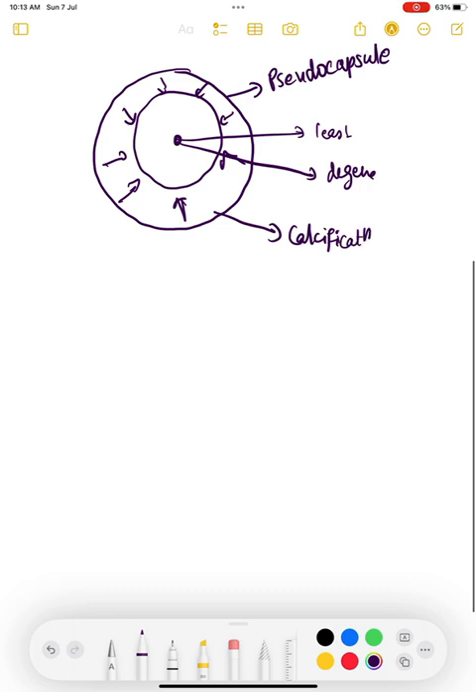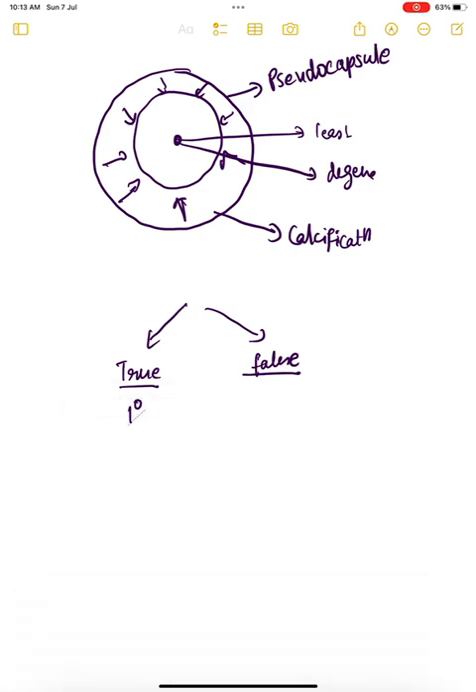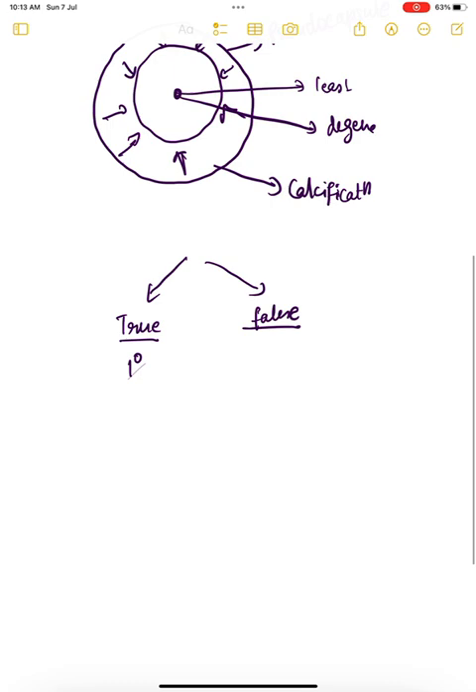Now, coming to the fibroid, there are two types of broad ligament fibroid. One is true fibroid, another is false fibroid. True fibroid means it's a primary fibroid, which actually arises from the broad ligament. False fibroid means it's derived from the uterus. This true fibroid arises from the broad ligament, either from the uterosacral ligament or from the round ligament or from the tissue which is in the broad ligament.